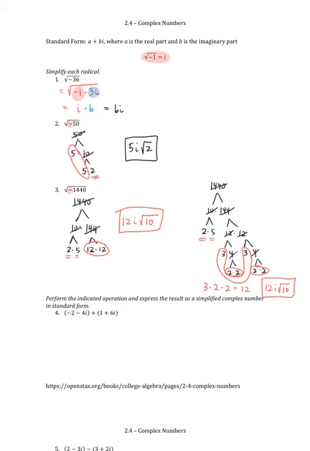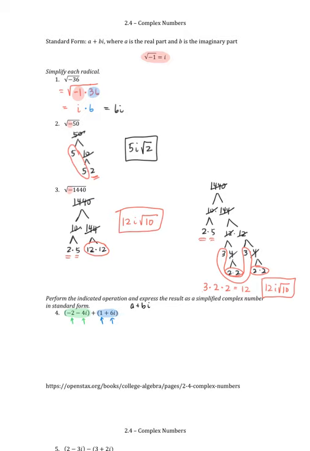All right, number 4. Perform the indicated operation and express the result as a simplified complex number in standard form. So, notice that we have 2 complex numbers here. They're denoted with parentheses. In this first one, this is one complex number, and this is a second complex number, right? In the first complex number, I have the real part and the imaginary part. And in the second complex number, I have the real part and the imaginary part. Remember that the standard form is a plus bi, where a is the real part and b is the imaginary part.